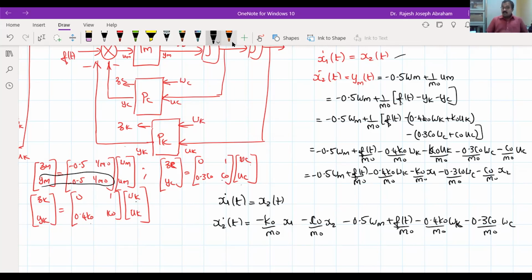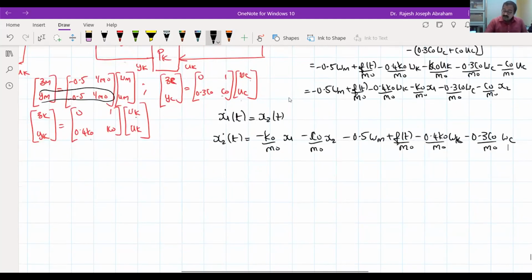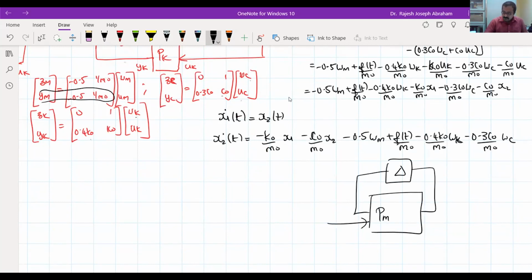Right. Now, what is our aim? Our aim is to bring this into the standard LFT form. What is the standard LFT form? You must have a separate block delta. You need to have a nominal plant model, nominal plant PM, like this. This is U, and this is Y, this is Z, and this is W. Okay, we need to represent this form.